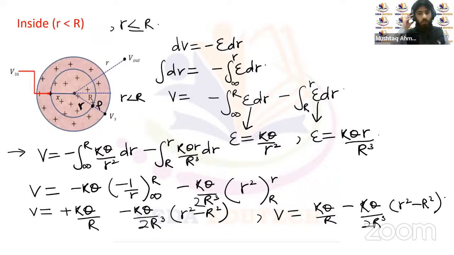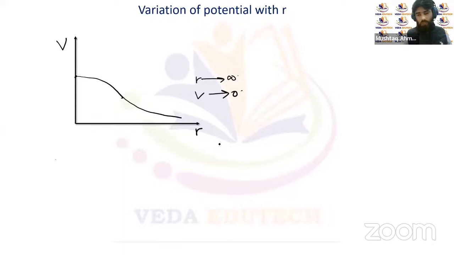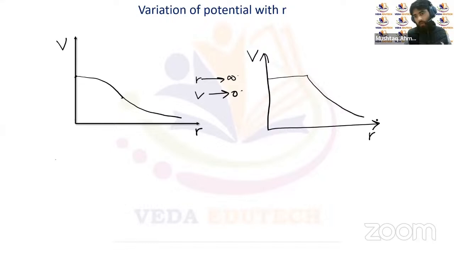This is for the solid sphere only. In case of a hollow sphere, the potential in the inside region is a constant, and in the outside region, the potential varies as kQ over r. So this is how the potential varies for a hollow sphere, at a distance of r.